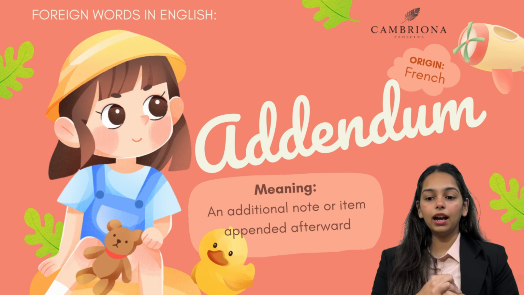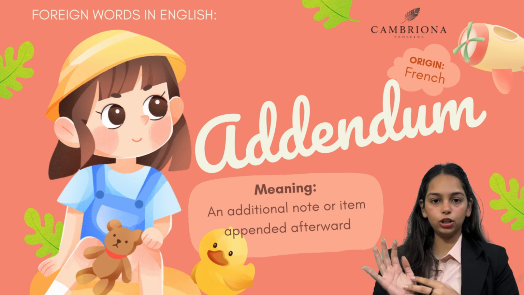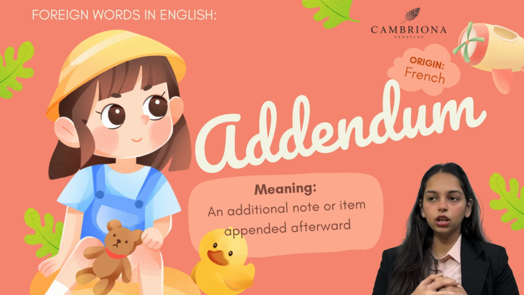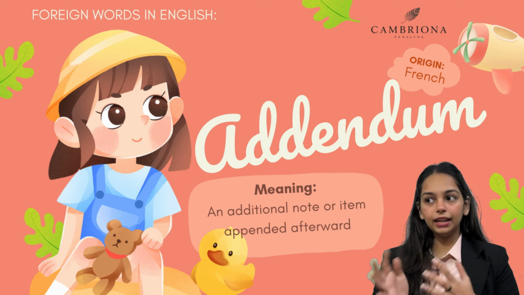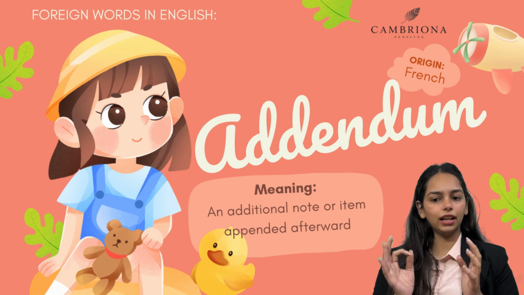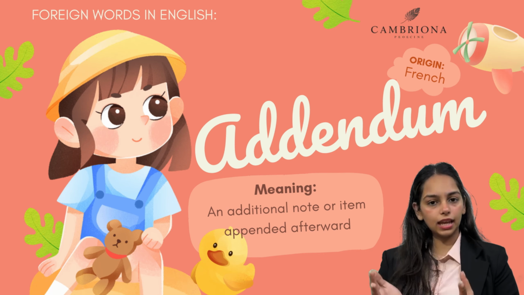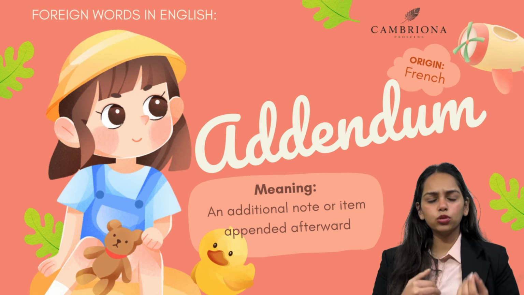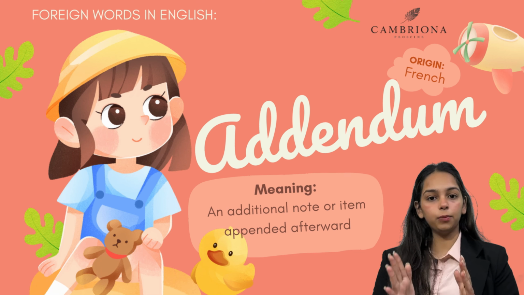Now we have addendum. The origin is French. Meaning is an additional note or item appended afterward. Basically, this is an additional section added to a document which provides extra information or clarification. कोई भी research paper के ending में you will usually find an addendum page जहाँ पे बहुत सारे जो उनके research sites हैं and जो भी जहाँ से भी उन्होंने research की है and जो भी proofs they have gotten, they'll mention that to make their report strong.